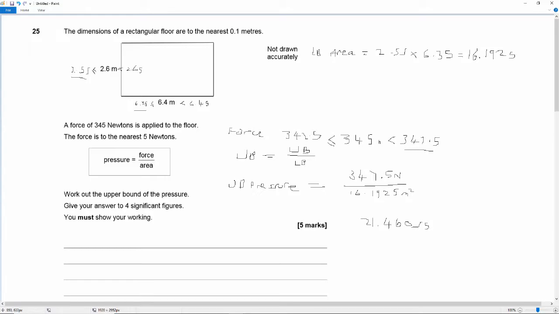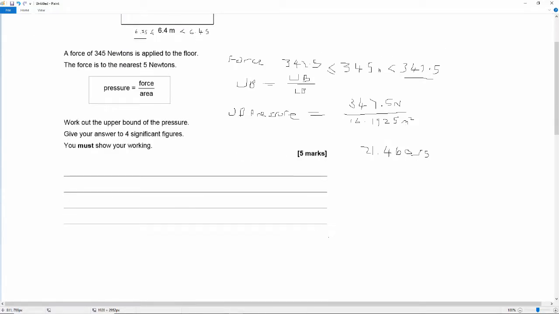And we now need to give this to 4 significant figures, so that's 21.46. So the answer is 21.46 newtons per meter squared to 4 sig figs.